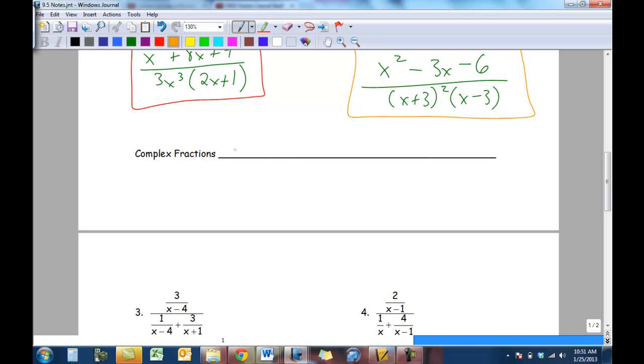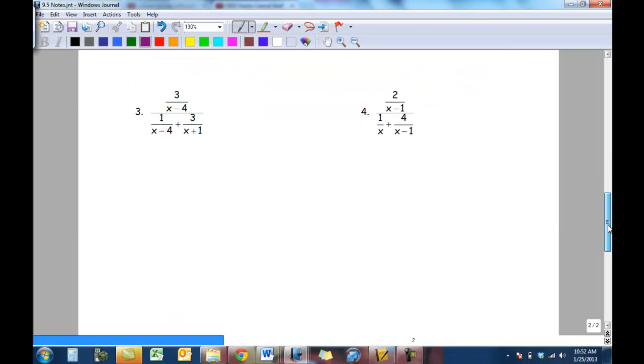This should have been on page 2. Complex fraction. What is a complex fraction? A complex fraction is a fraction in a fraction. It's like Inception, a dream in a dream, except there's a fraction inside a fraction. So, let's go on to number 3. This is a fraction within a fraction.